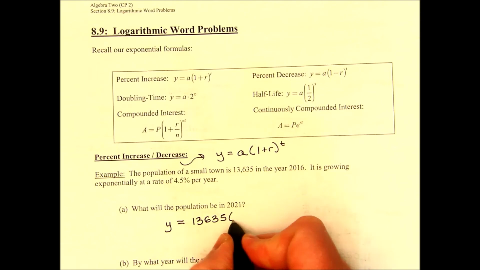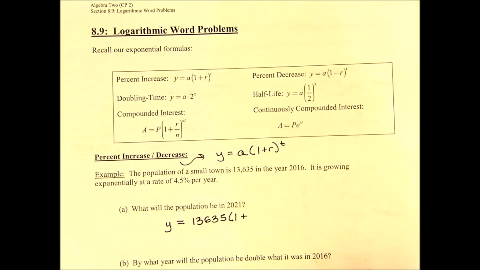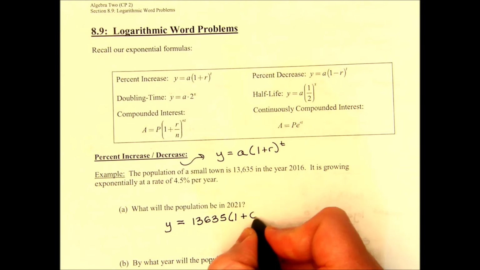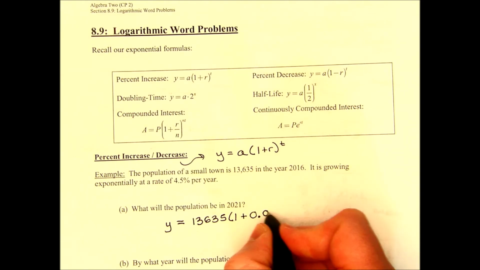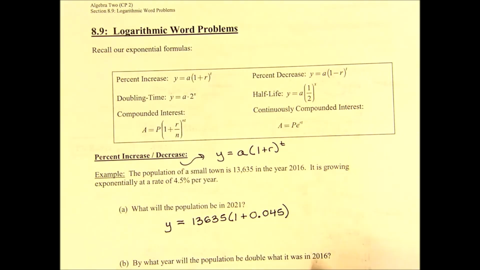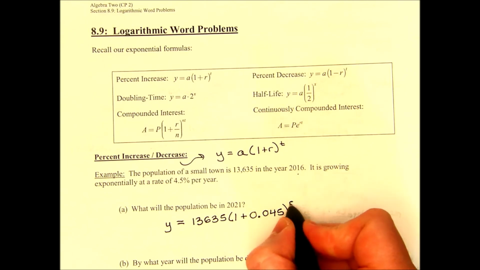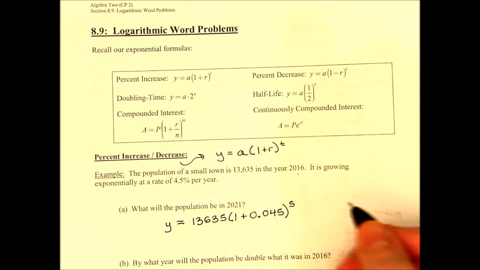13,635 times 1 plus, growing at a rate of 4.5% per year. I'm going to turn that percent into a decimal, so 0.045. And if we're starting this in 2016 and waiting until 2021, that means we were waiting 5 years. Your power's a 5. Go to the calculator, type that in, and because we're dealing with a population, we'll want to round our final answer to the nearest whole number.